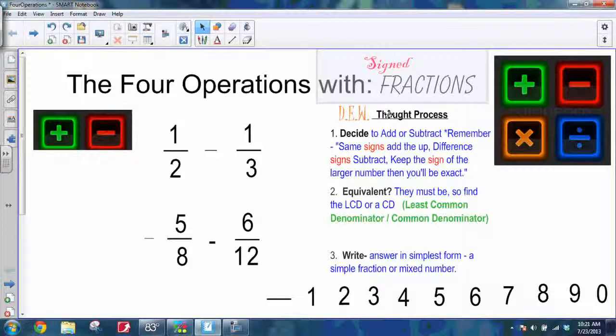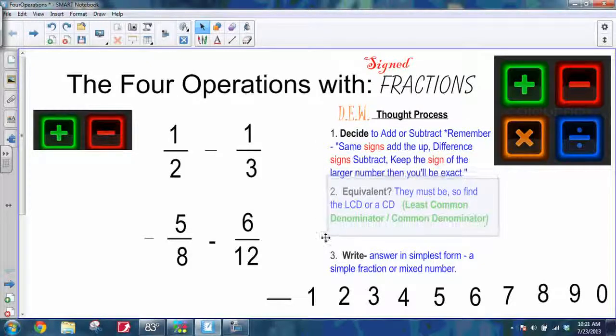In this video, we're going to talk about the addition and subtraction of problems that involve fractions. So let's look at the thought process as we go through this operation. The first, called the do process, is number 1, decide to add or subtract. Remember, same signs, you add them up, and different signs, you subtract. Keep the sign of the larger number, then you'll be exact.